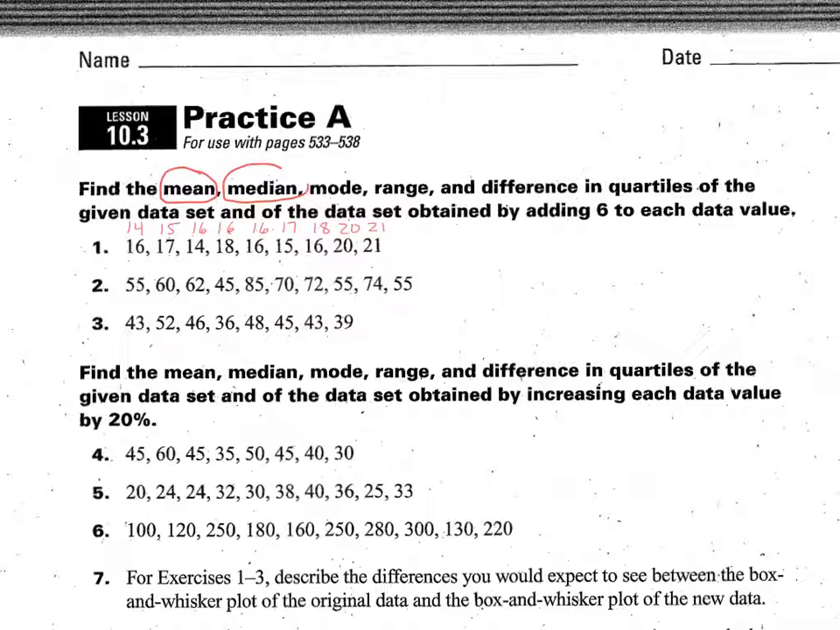The median is the middle number. Now you must have them in order, and then you go search for the middle. The mode is the most occurring number. So whichever number in the list occurs the most, that is your mode. The range is the high number minus the low number. And the difference of quartiles we'll get here in a minute, okay?